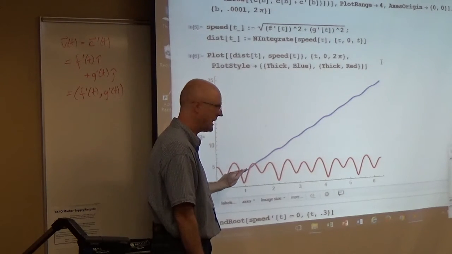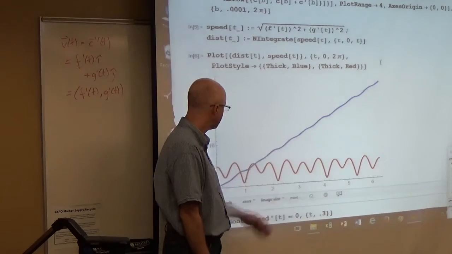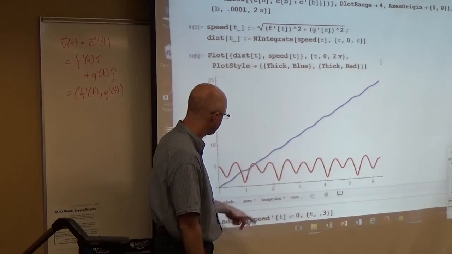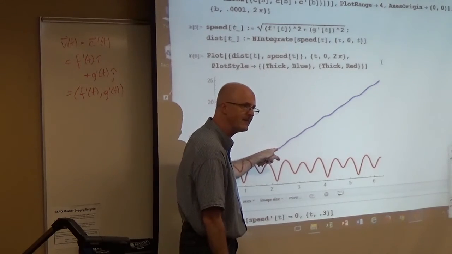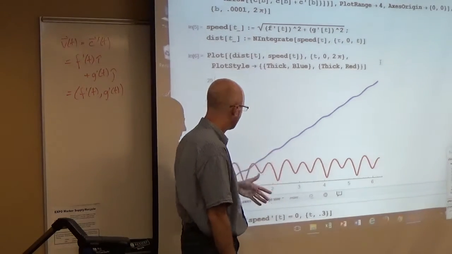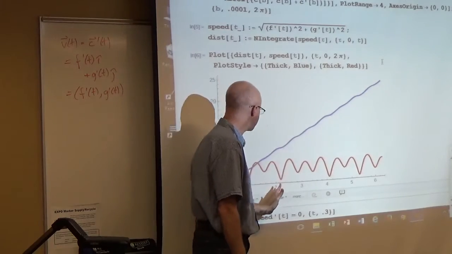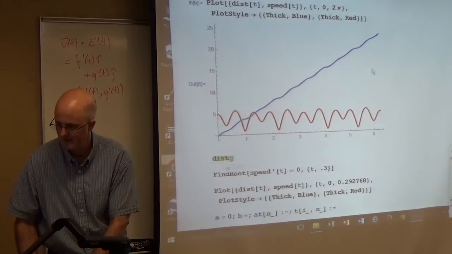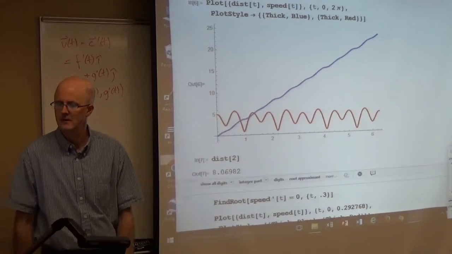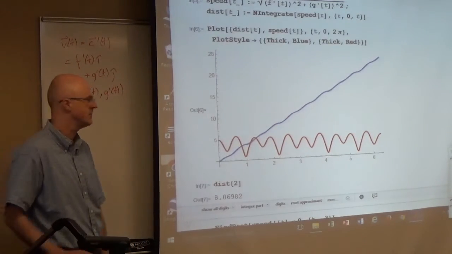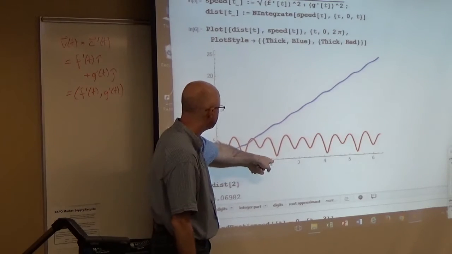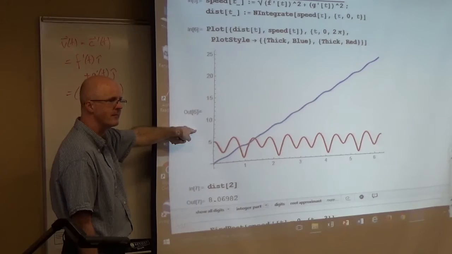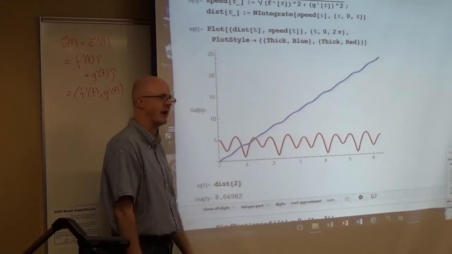But its slope changes, gets higher and lower. It's a high slope when the value of the red is high, like right there. It's a low slope when the value of the red is low, like right there. You want to know the distance traveled up to any moment in time, like time 2 we saw last time? It's about 8.06982. That's the value of the blue graph at t equals 2, right there.